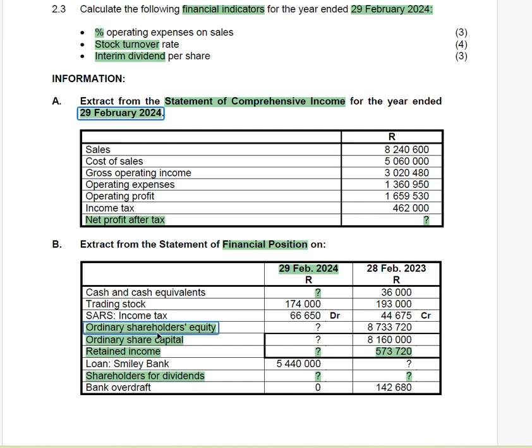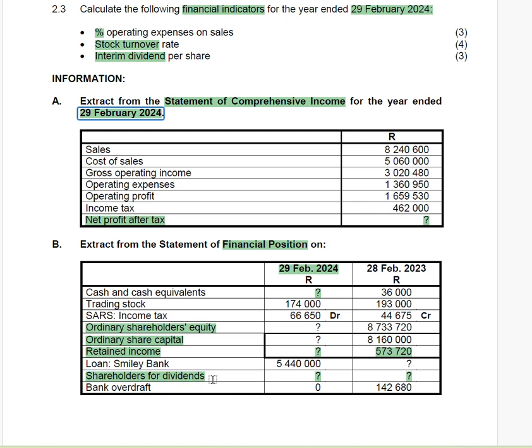And then when we move down, we are told information about ordinary share capital, and then obviously they give us ordinary share capital as well as retained income. So apologies on the first part, it's equity, which comprises share capital as well as retained income. And then we're given information about the loan. When we're looking at the loan, for the previous year we don't know what the balance was, but for the current year we know that it's 5,440,000.